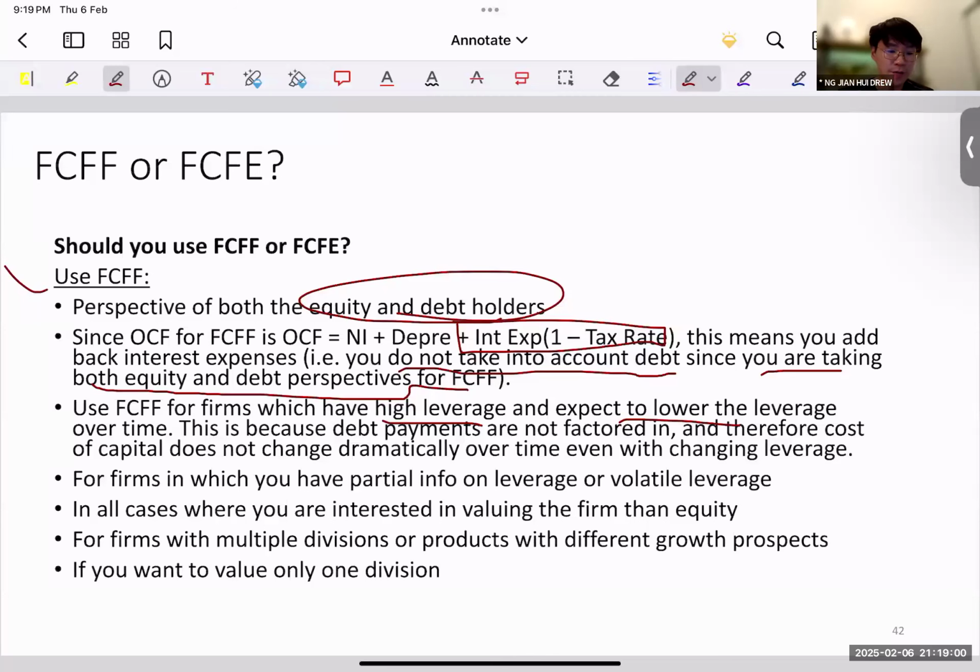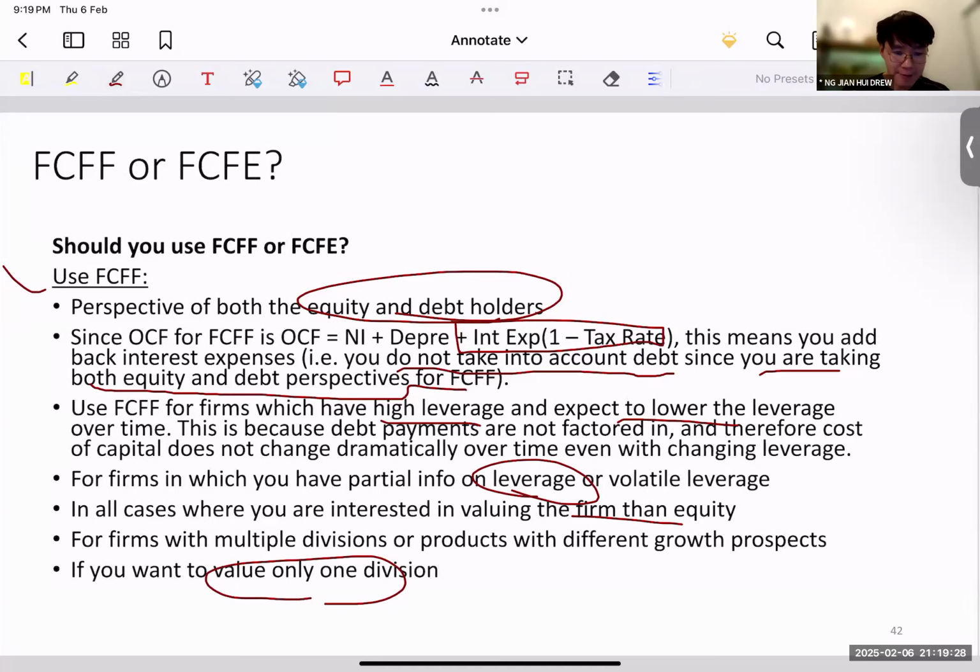Okay, so you can use it also for firms that have partial information on leverage, because again, we're not taking into account leverage. In case, of course, you are interested in valuing the firm, that's very obvious. You are valuing a firm, we do FCFF. For a firm with multiple divisions with different growth prospects, you can use the firm level as well, or if you only want to value one division. So there are just a few reasons why you use the FCFF.